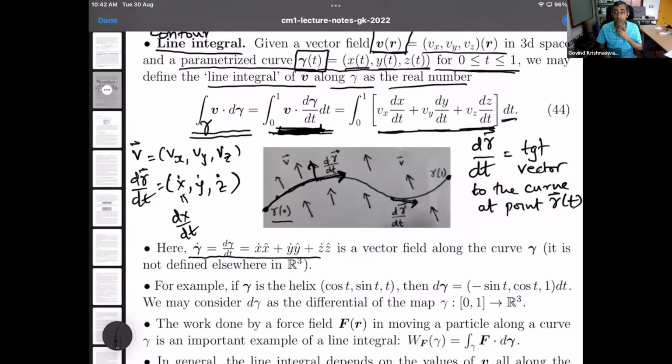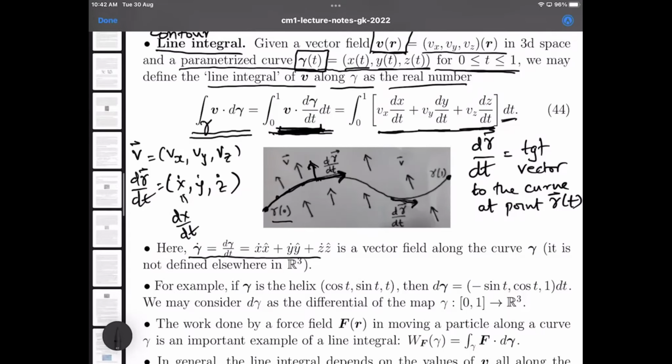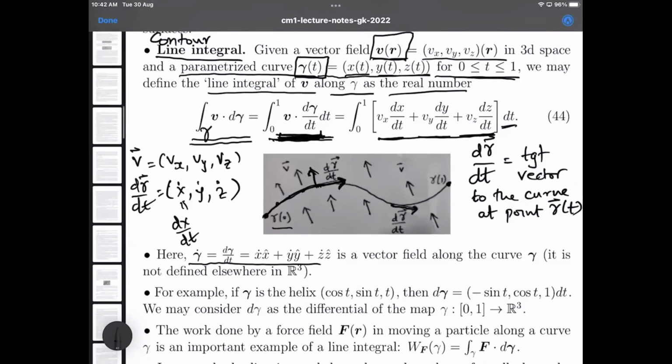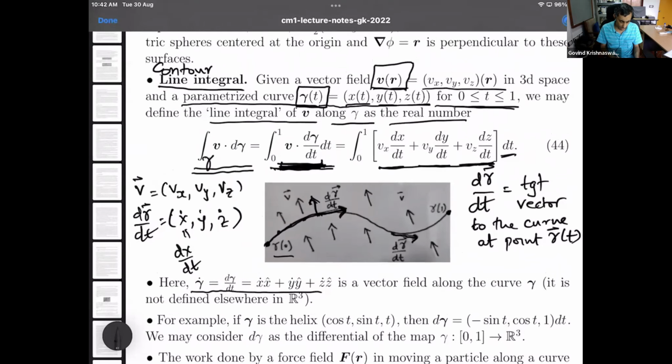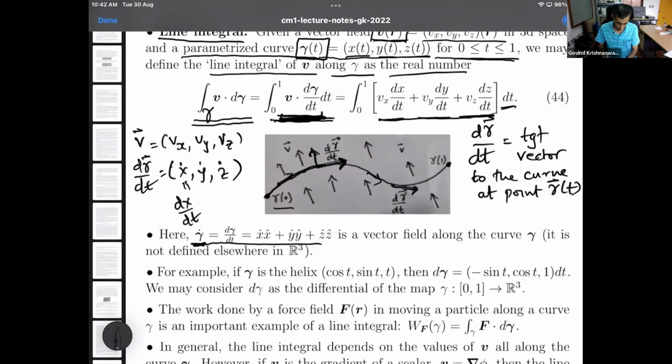I should emphasize a couple of distinctions. One is that the vector field V is defined everywhere in the space. But d gamma dt, this tangent vector to the curve, is defined only along the curve. That is not defined on points off the curve, but we don't need it at points off the curve. We only need it along the curve.